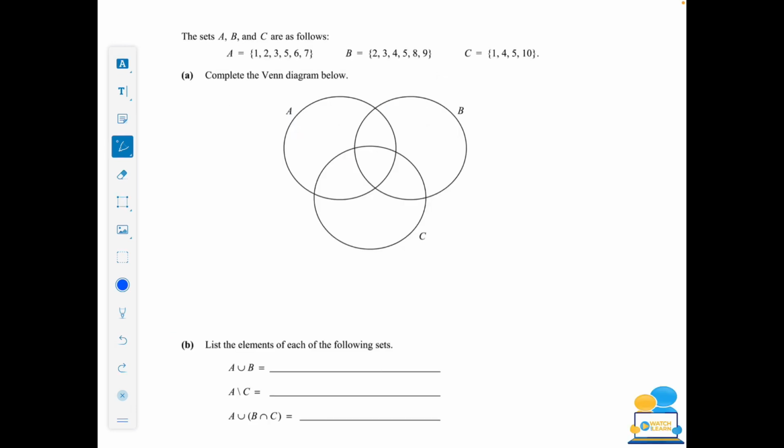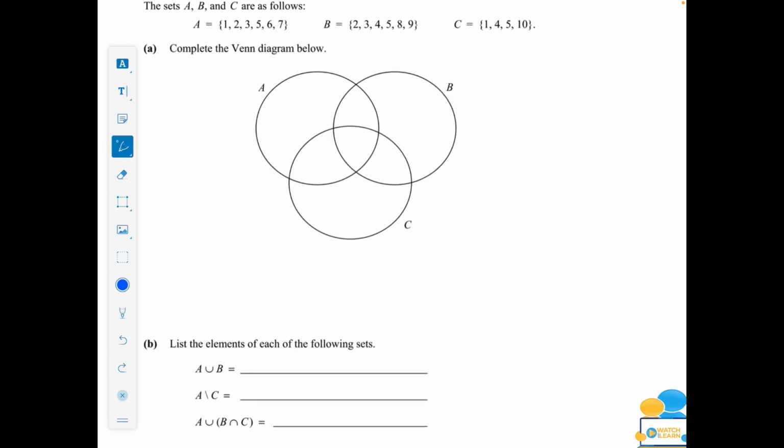So this is another Venn diagram question or set question with 3 sets. It's fairly straightforward, but what I'd recommend you do is pause the video, attempt the question, and then click play on the video to check your solutions. So in this question, we have 3 sets, A, B, and C. They've listed them out for us, and they've even drawn the Venn diagram. So all we need to do is fill it in.